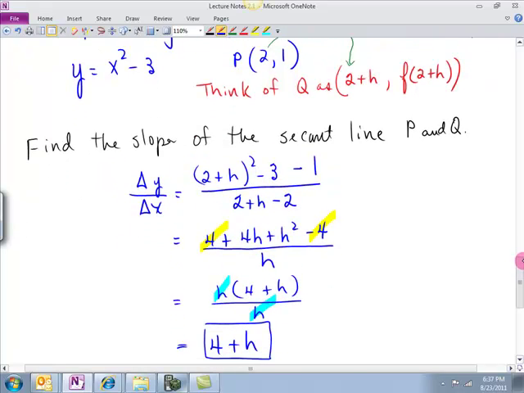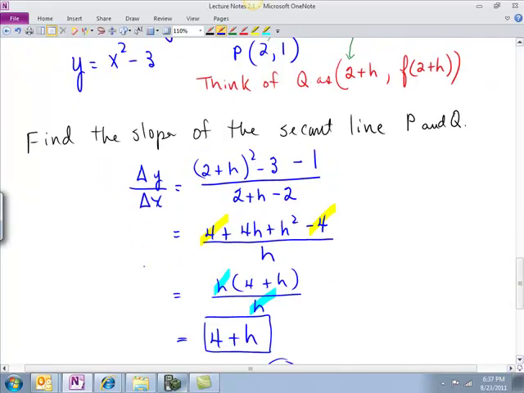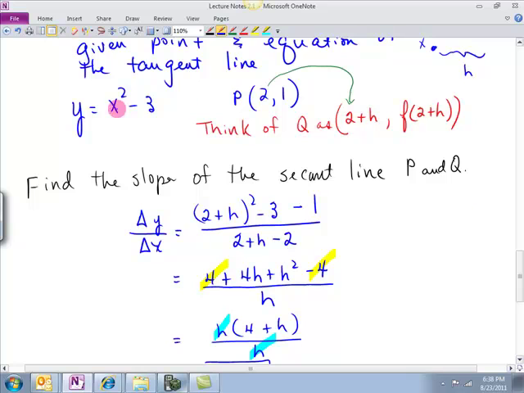So here we go. Delta y, delta x. That's the change in y over the change in x. And we use, here's our Q point, 2 plus h squared. I'm putting it in here, okay? 2 plus h squared minus 3. That's in my first part. And where did I get this minus 1? Is that your other y? That's that point right there. So you plug in your x value plus h over here, and this is f of that.